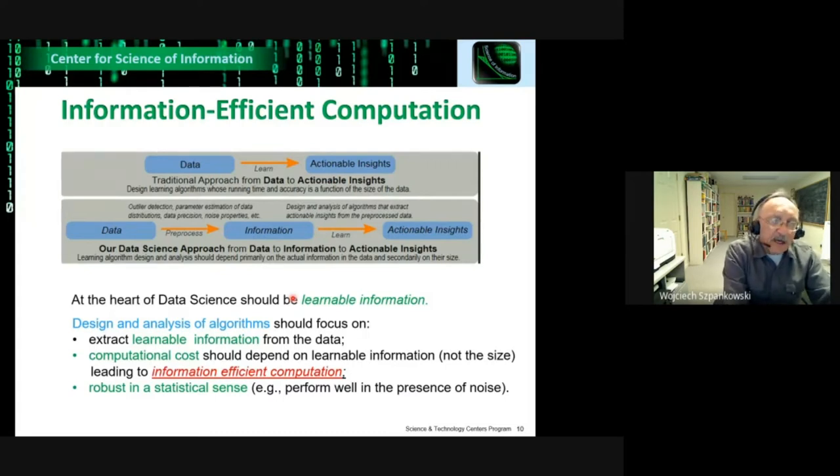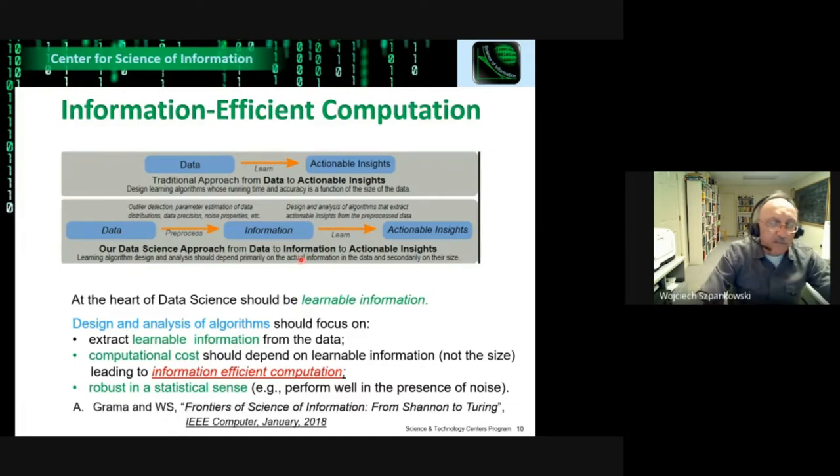The first, you ask, what is the fundamental evidence? In this case, you can ask, how much learnable information is in the data? There is noise there. You cannot learn everything. You can learn something. What is the best that you can learn? And you have, of course, a criterion for it, and I will show you two or three of them. Once you have this answer, then you can try to build algorithms that actually extract this information up to the limit. That's what we call information efficient computation.